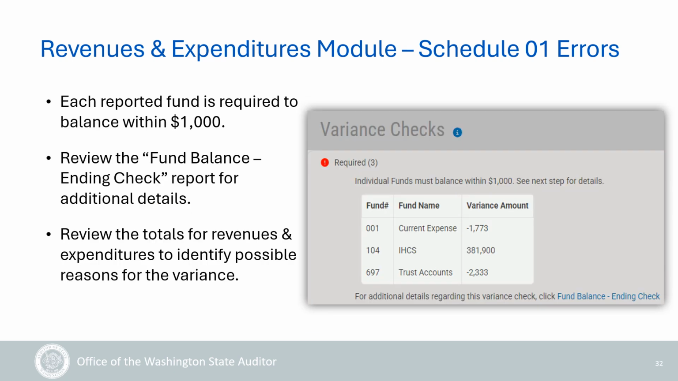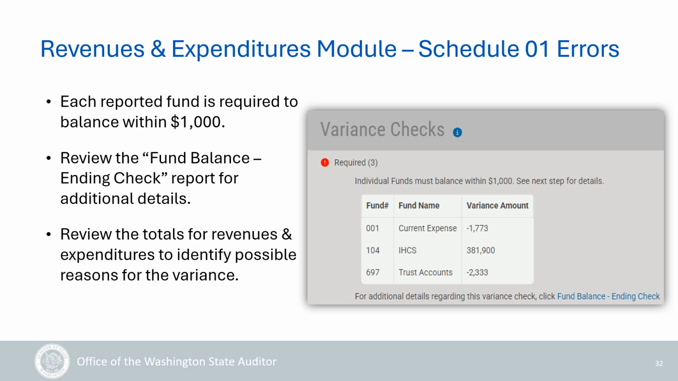There is one additional variance check report that identifies funds reported on the Schedule 01 that do not balance within $1,000. It is required that each fund balances within $1,000 in order to submit the report. Similar to the beginning balance check, if there are variances greater than $1,000, the fund number and variance amount will be displayed in a table as shown on your screen.